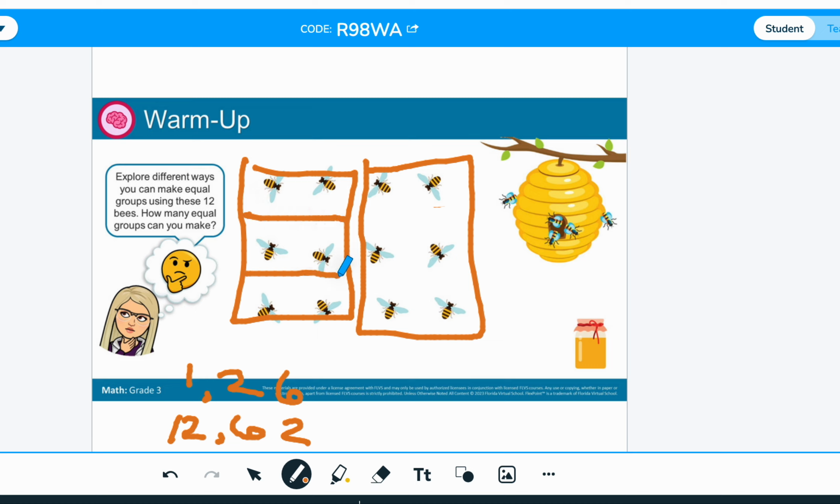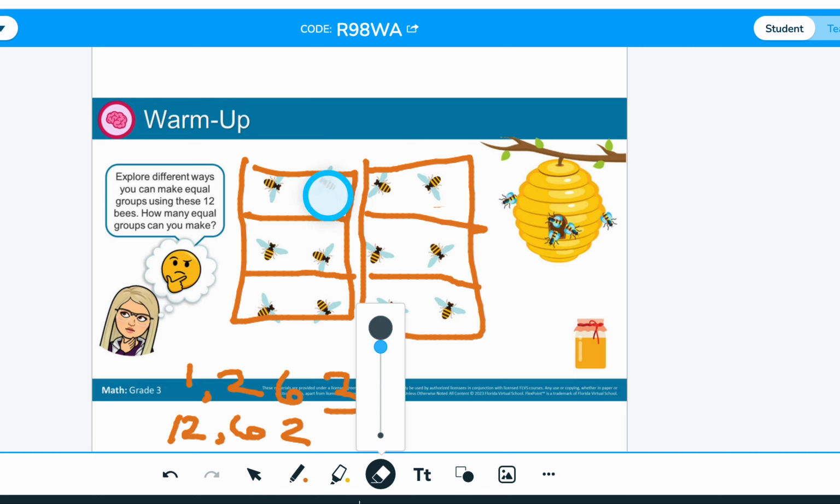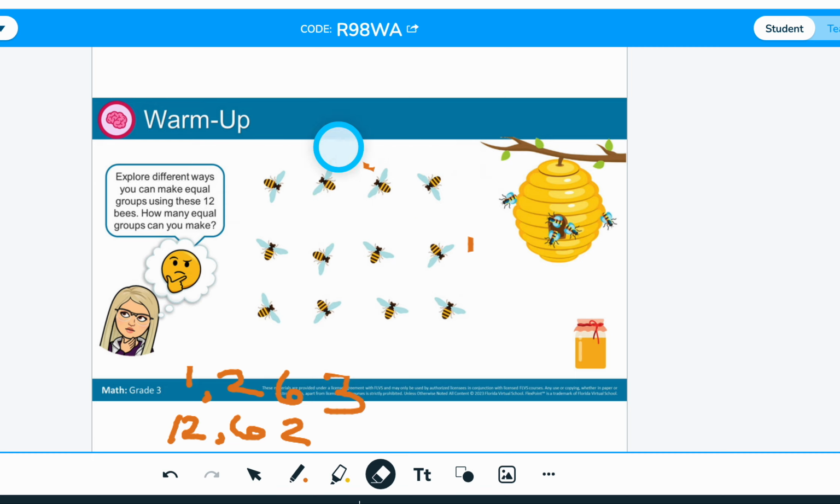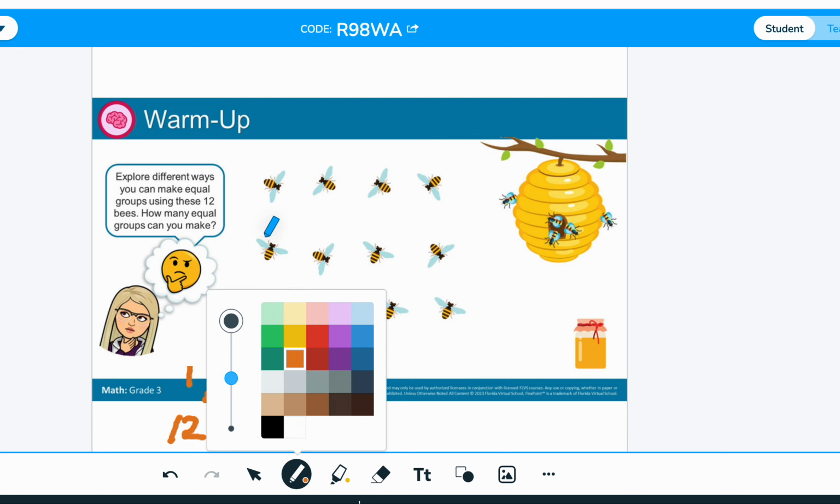If I cut this in half like this. Hey, check that out, third grade. I have 1, 2, 3, 4, 5, 6 groups of the number 2. Well, is there another thing? What about the number 3? Can I try the number 3? Let's check it out. So I'm going to go ahead and erase this, and we're going to see if I can do that.